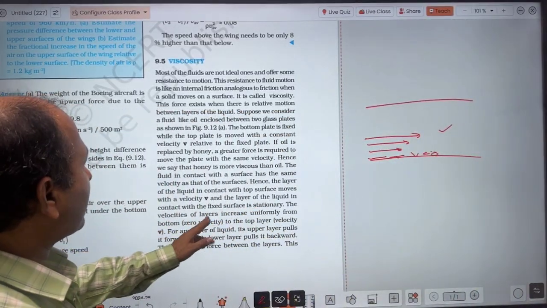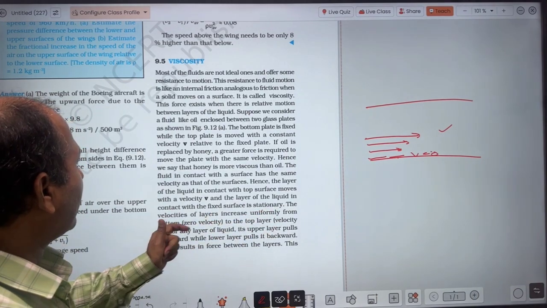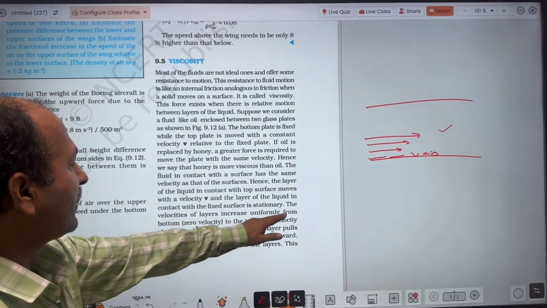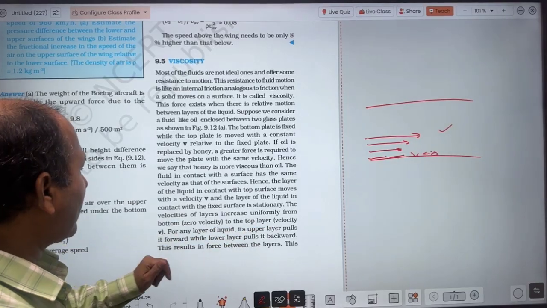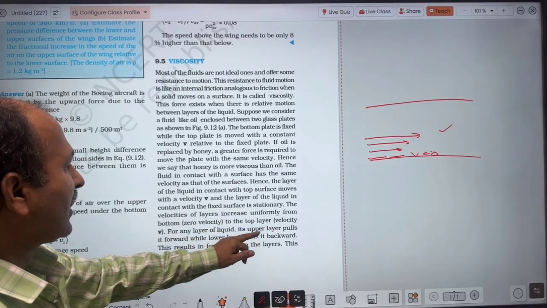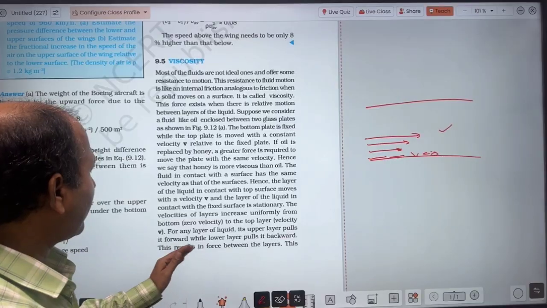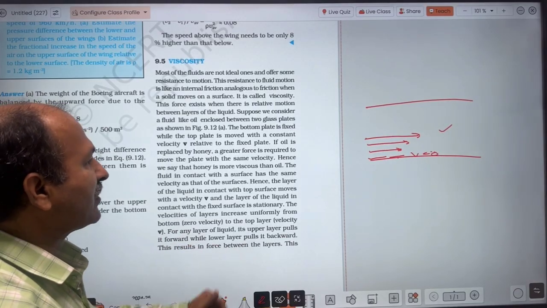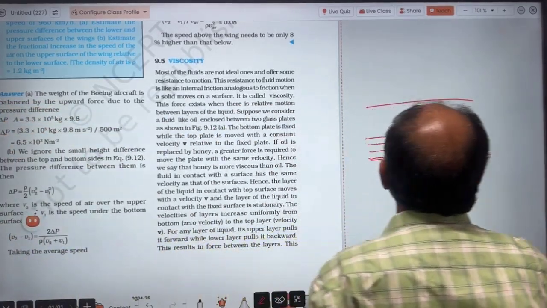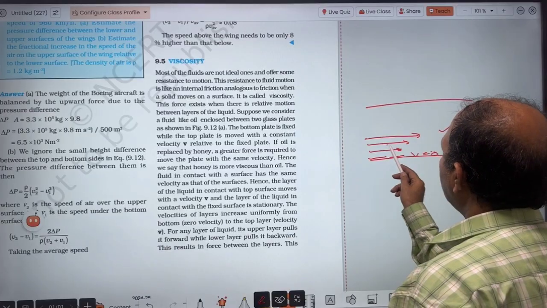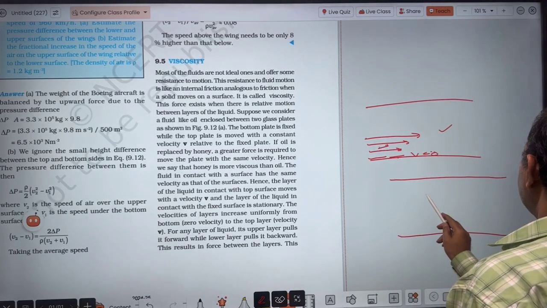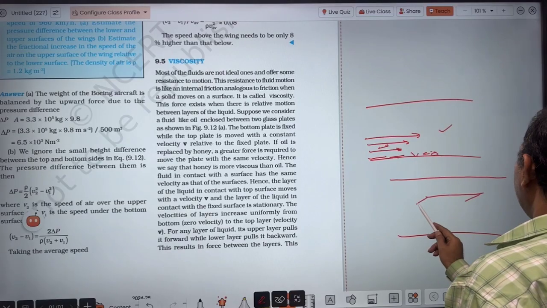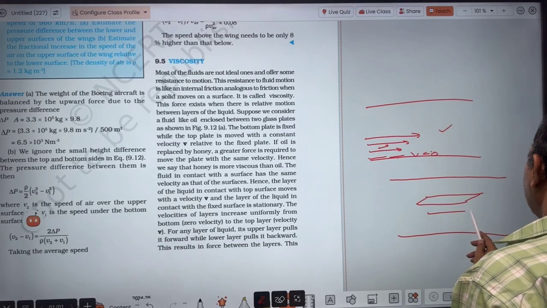The layer of the liquid in contact with the fixed surface is stationary, and the velocities of layers increase uniformly from the bottom zero velocity to the top layer velocity v. For any layer of liquid, its upper layer pulls it forward while the lower layer pulls it backward. Of course, here the lower layer will try to pull this layer. Here we can imagine different layers. Suppose this is one layer, there is another layer.